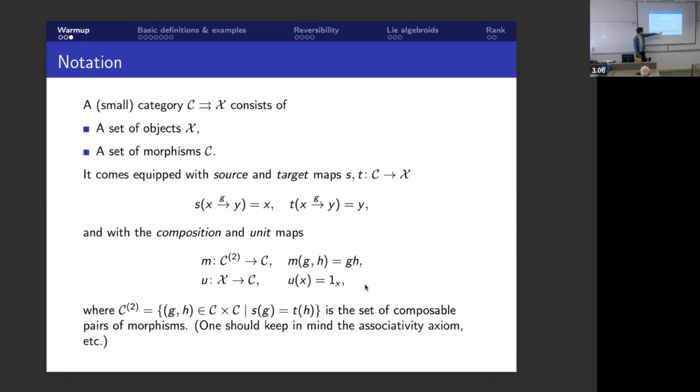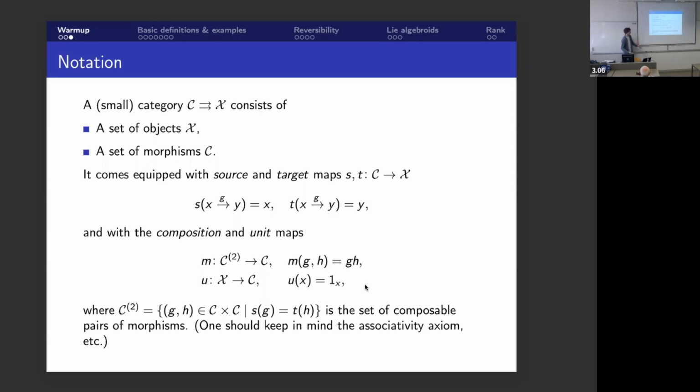And so what is this C2, the set of composable arrows? Well, it's just pairs of arrows such that the source of the first one is the target of the second, right? And in this way we obtain the multiplication map M, which is suggested because it's reminiscent of multiplication. On the other hand, we also have the unit map, which for any object gives you the identity morphism on that object, right?